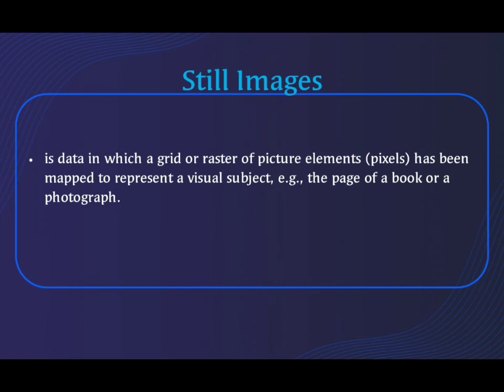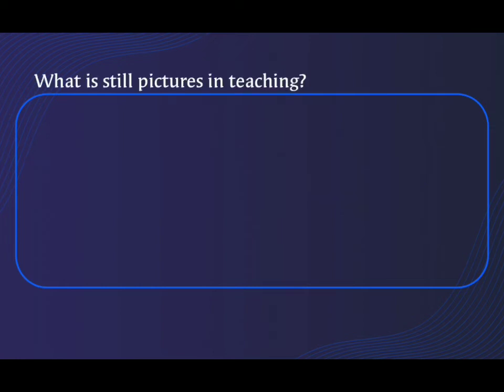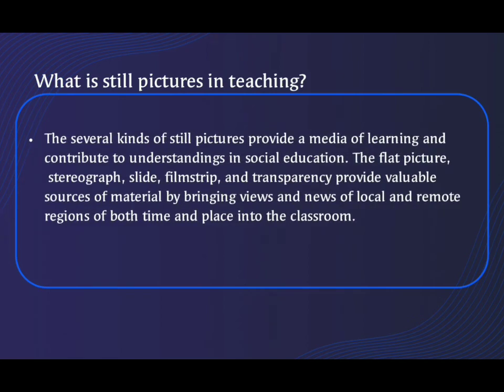The last one is the still images. A still image is data in which a grid or raster of picture elements has been mapped to represent a visual subject, for example, the page of a book or a photograph. What is still pictures in teaching? The several kinds of still pictures provide a media of learning and contribute to understanding in social education.